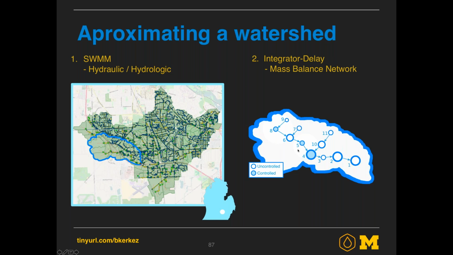So you could make the argument that the only way to reliably control a system is if we really know everything about the hydrology, like all the pipes, all the soils, all the detailed things about the microbes and everything. But it turns out for real-time control, you actually don't need to know everything.